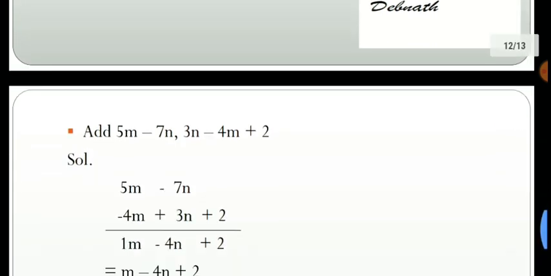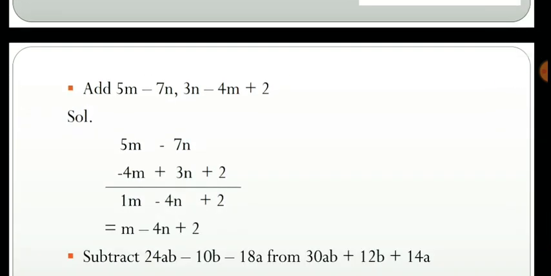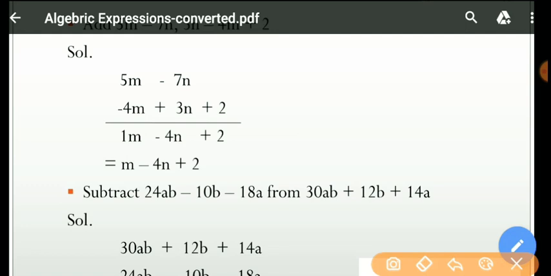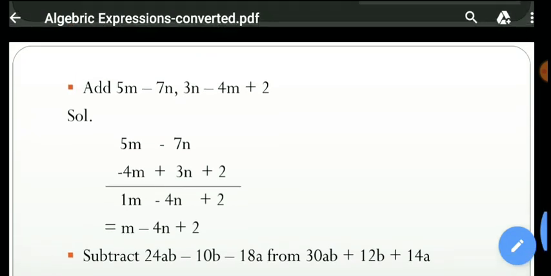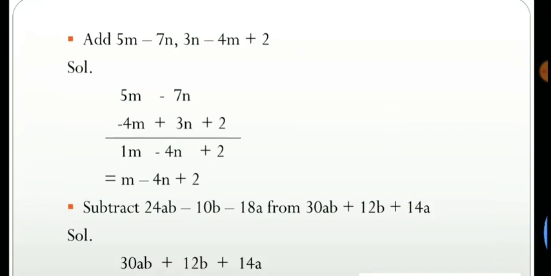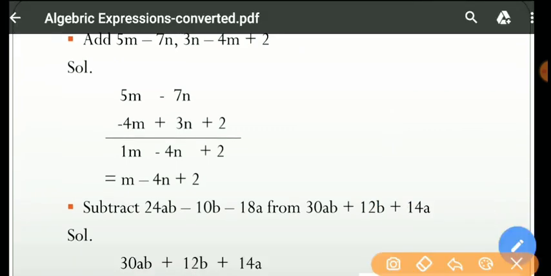It is very important because in case of division, the subtraction is very important here. The column method. You see here, we are going to add 5m minus 7, 3n minus 4m plus 2 using the column method. Okay. So what we have to do? First of all, we have to arrange them. So what we have arranged? You can see here 5m and minus 4m. I have written them in a column.